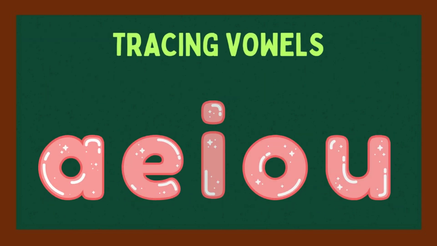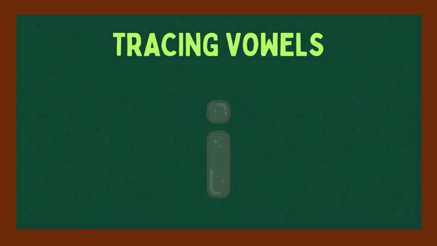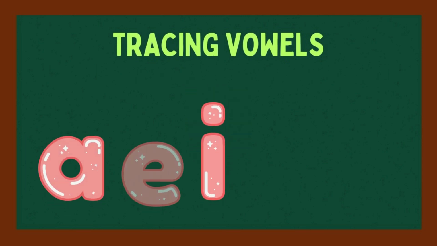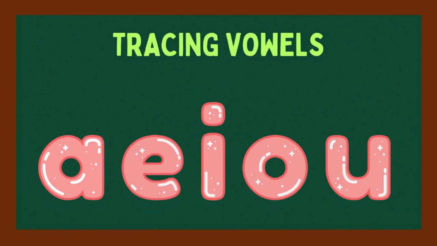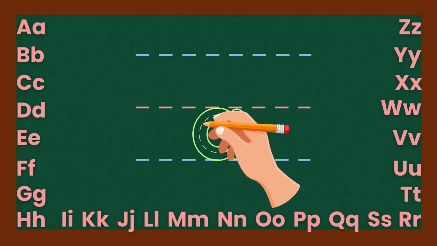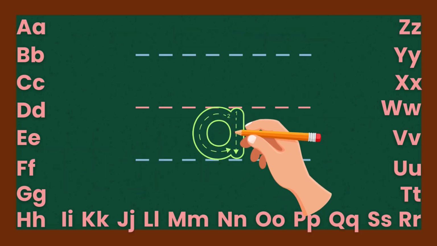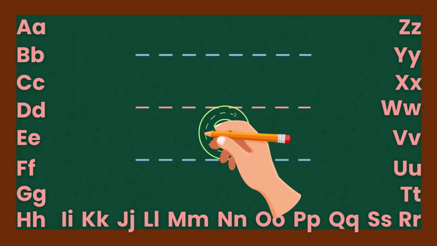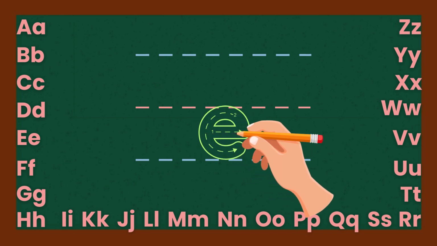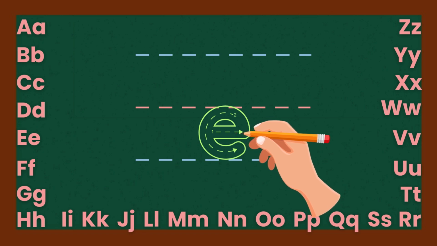Let's start with the vowels, A, E, I, O, and U. These letters are very important because every word needs at least one vowel. A starts with a small curve and closes with a short tail. E is like a tiny loop. Start in the middle and go around.